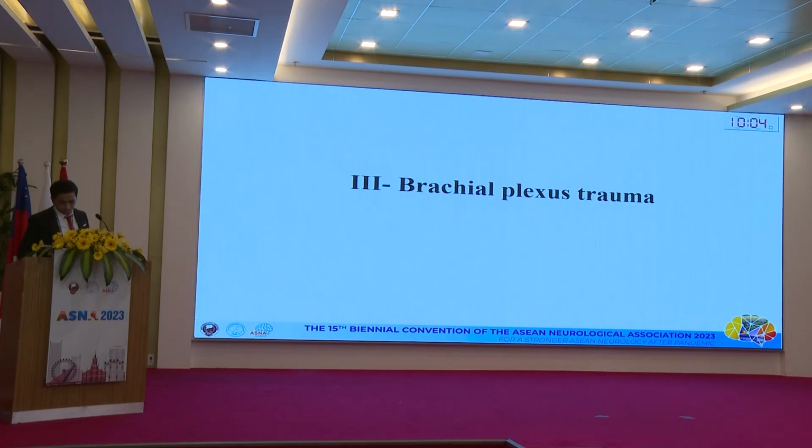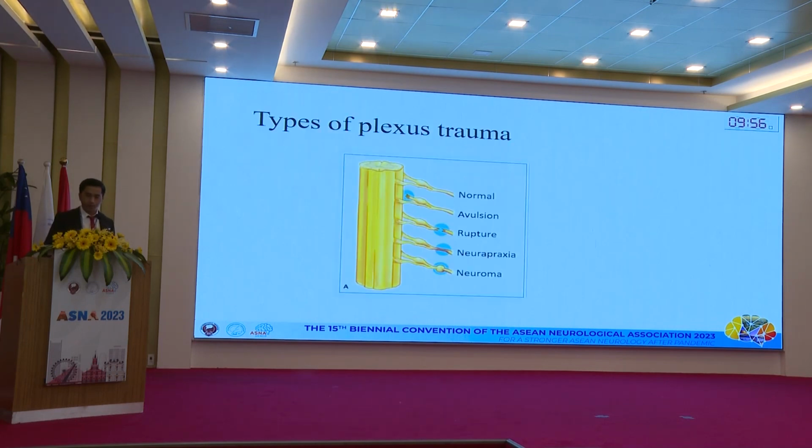Now I come to brachial plexus trauma. Because I have short time, it will be fast. For the types of plexus trauma, we have normal like this, avulsion which is near the spinal cord, rupture which is after the ganglion, and neurapraxia, which is thinner, and neuroma.